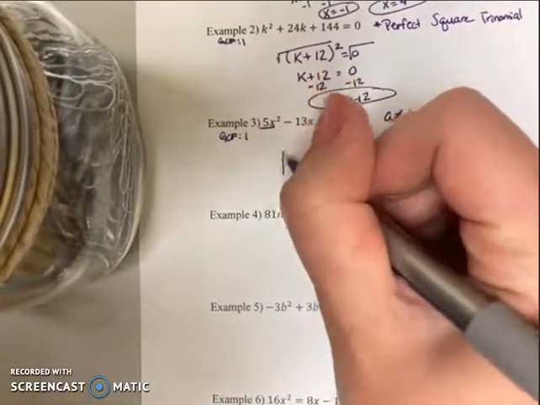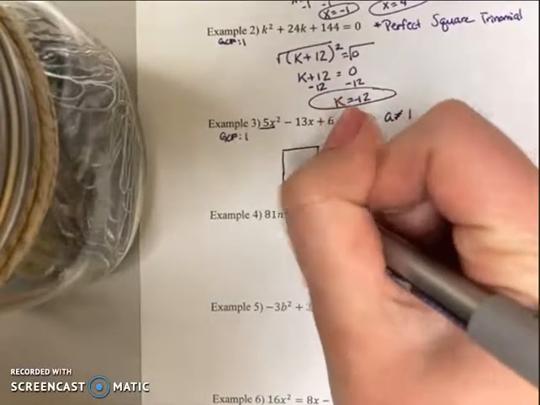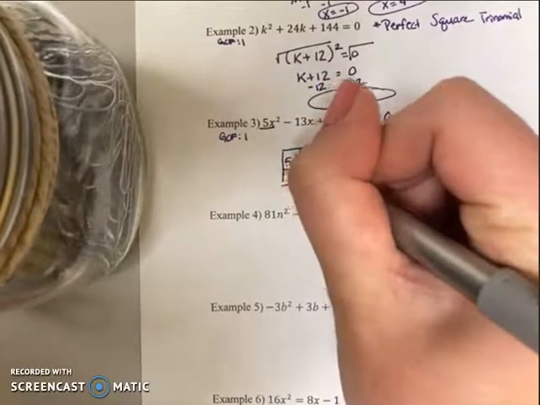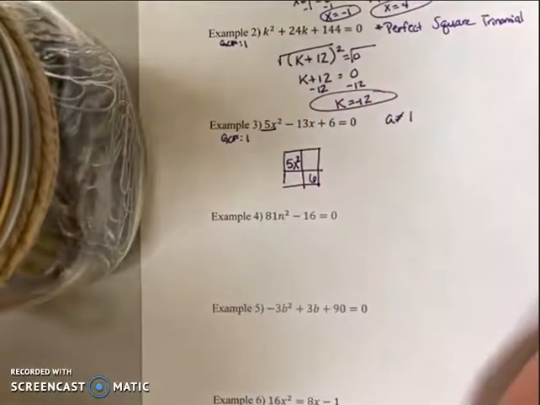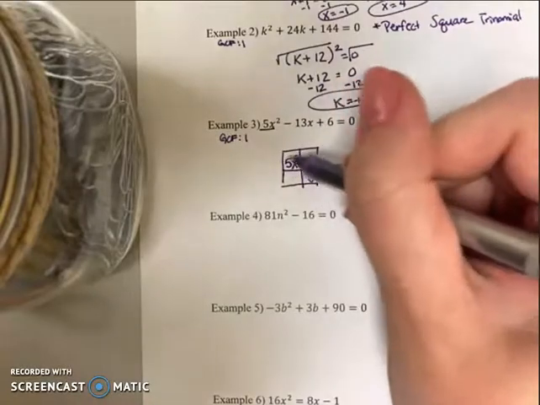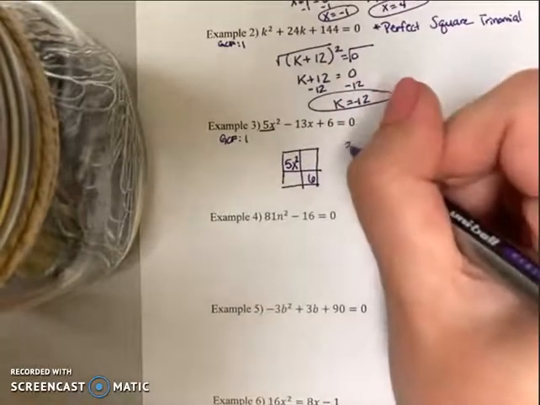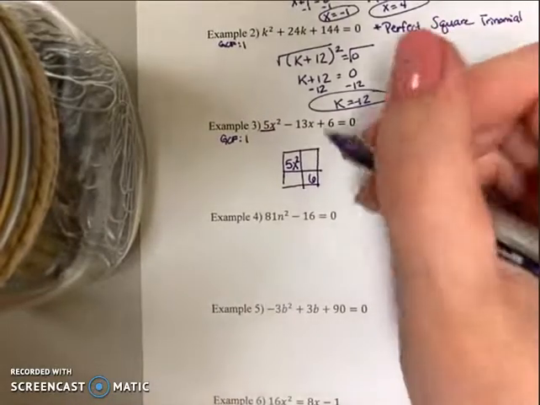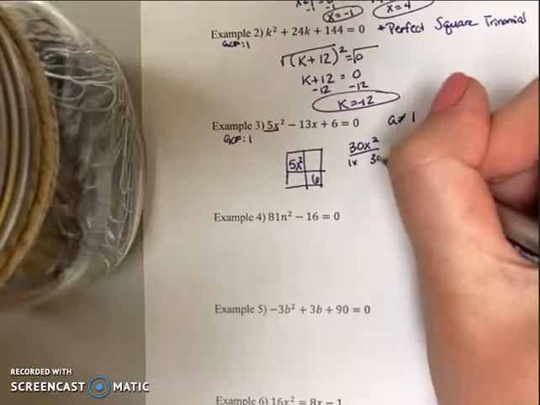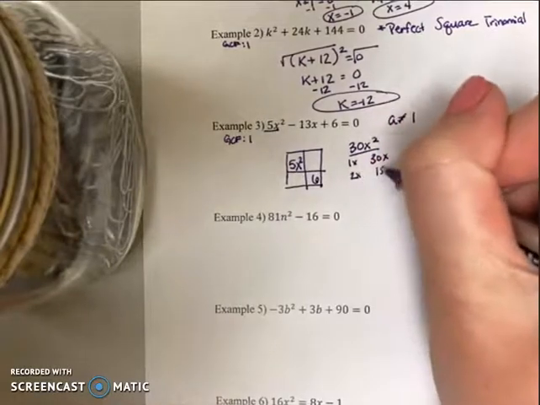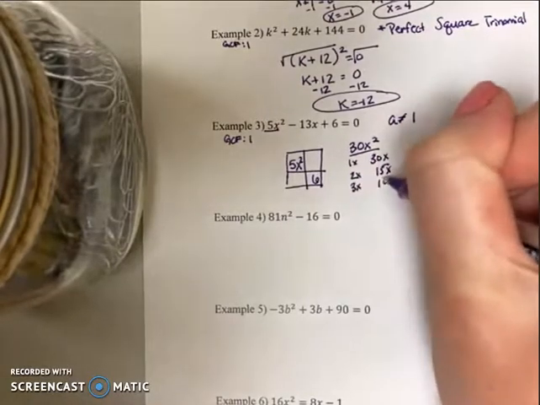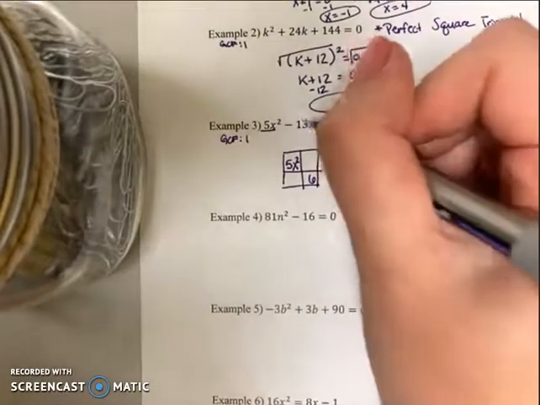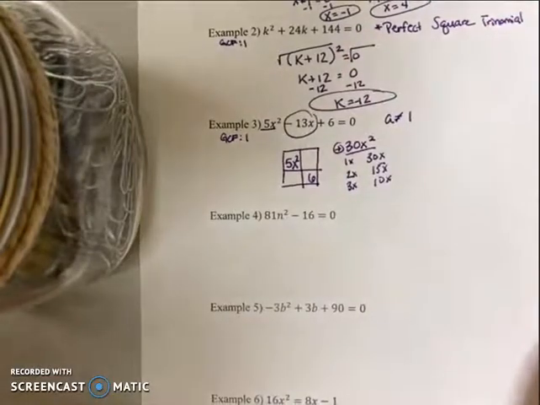Alright, so for box method, you have to draw your box. Your first term goes in your first box, last term goes in your last box. Then you need to multiply these together. That gives me 30x squared. If I list out the factors of 30, I have 1x, 30x, 2x, 15x, 3x, and 10x. Because this is positive, I need to use same signs to get the middle term of negative 13x.